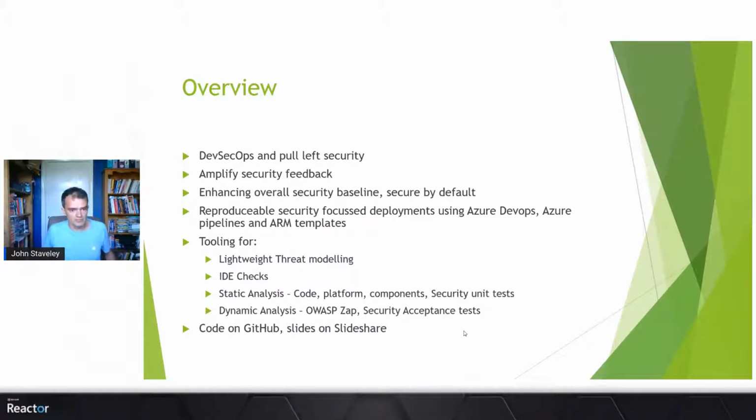We're going to be looking at a lot of different tooling we can use for that, looking at a bit of lightweight threat modeling and where that fits in our process, some of the integrated development environment checks, so as we're coding, what security information we can get there, and then perform some static analysis, both locally and as part of the build chain, that will analyze our code, platform, and component choice, and enforce security unit tests. And then do a bit of dynamic analysis using OWASP and security acceptance tests.